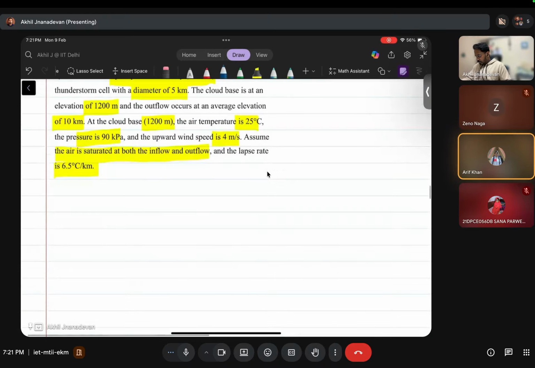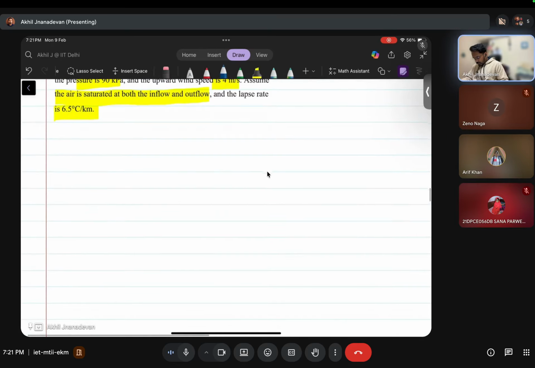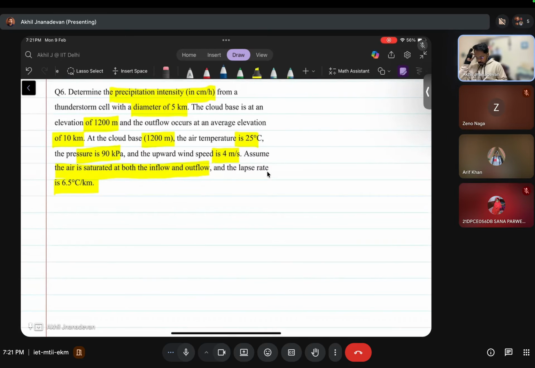So first of all, we can write what all are given. Diameter D is 5 kilometers, that is 5000 meters. Base elevation, that we call Z1, right? So two elevations are there. Base elevation is the inflow region elevation, and the outflow region elevation we can call Z2. Base elevation Z1 is 1200 meters. Z2 will be 10,000 meters, that is equal to 10 kilometers.